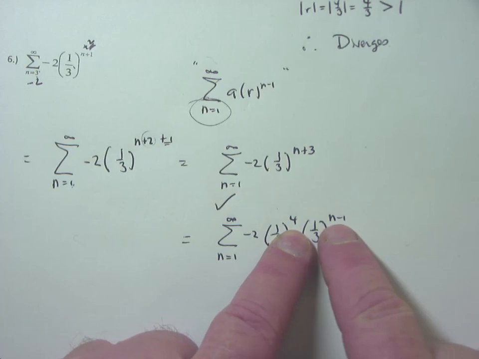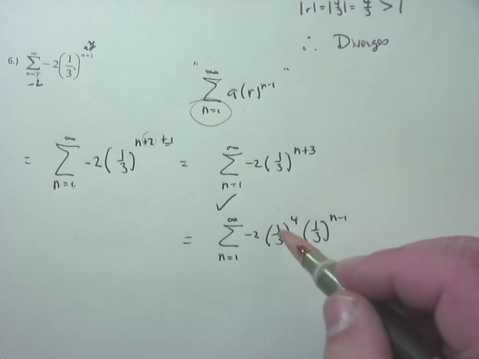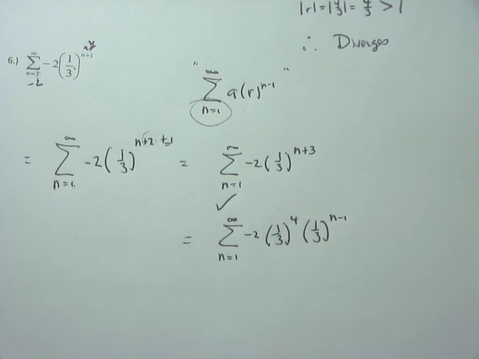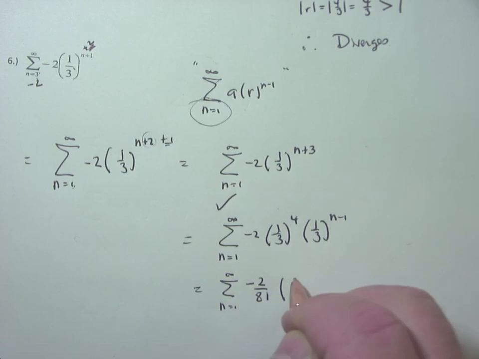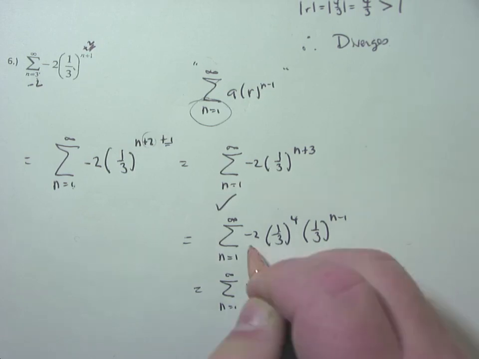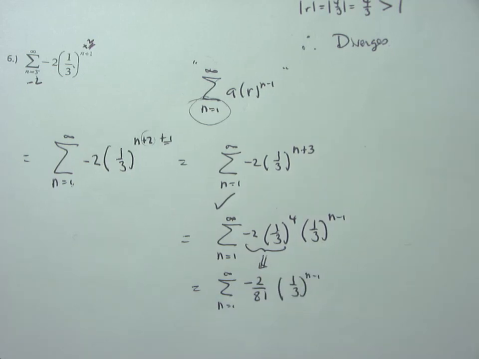4 plus n minus 1 is n plus 3. Now, what is 1/3 to the 4th power? Well, when you've got powers, strict multiplication and division, you can distribute. 1 to the 4th is 1. 3 to the 4th is 81. 3 times 3 times 3 times 3 is 81. So this gives you the sum as n goes from 1 to infinity of negative 2 over 81 times 1/3 to the n minus 1. I just combined these two guys together, the negative 2 times 1/3 to the 4th, to get a constant.